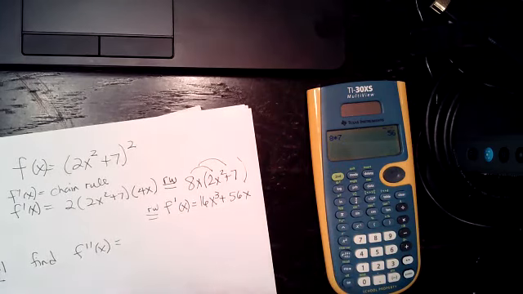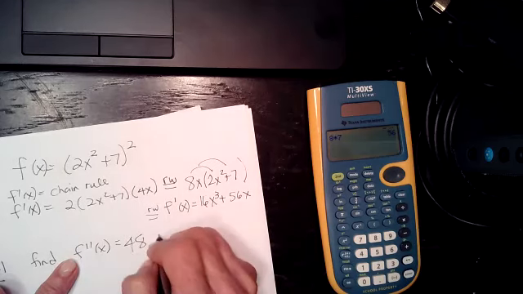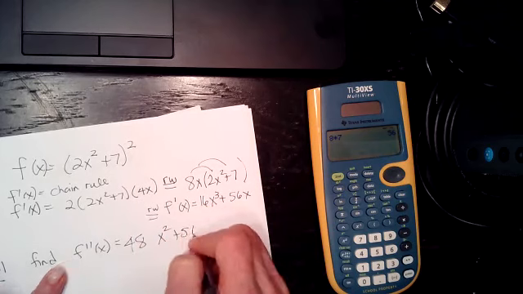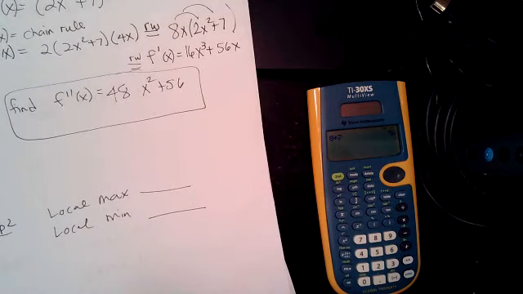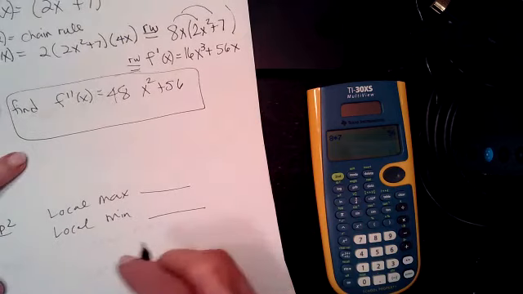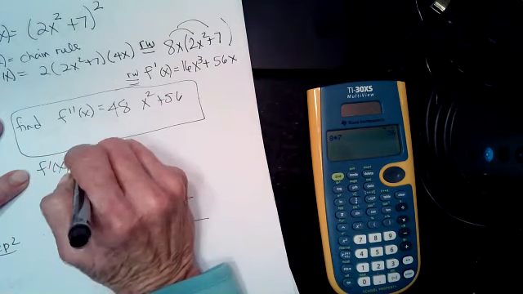So what's the second derivative? It's 48x squared plus 56. Okay, and now they want local max and local min. So what are we going to do? We're going to set our first derivative equal to 0, but we have the first derivative where we factored it, which is really easier.